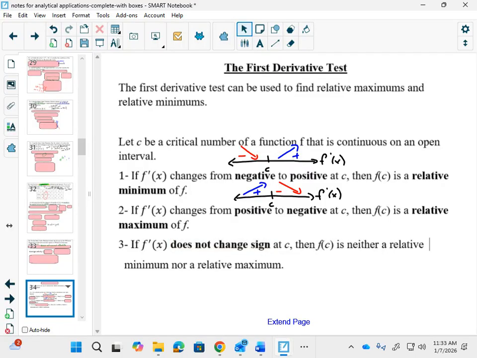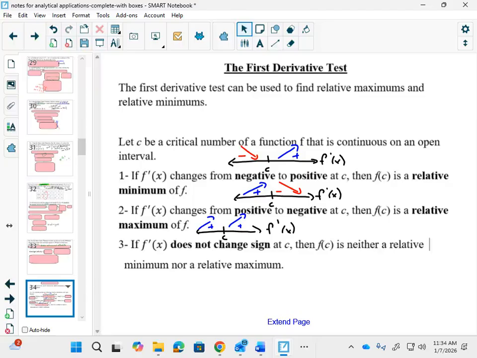If f prime of x does not change sign at C, so here we go. We've got f prime of x. We have some point C that's a critical number, and it doesn't change sign, so it could stay positive. Well, that would mean it stays increasing. Then it's not going to be a maximum or a minimum. So the first derivative test says, if it changes from negative to positive, obvious that it's a minimum. If it changes from positive to negative, obvious that it's a maximum.